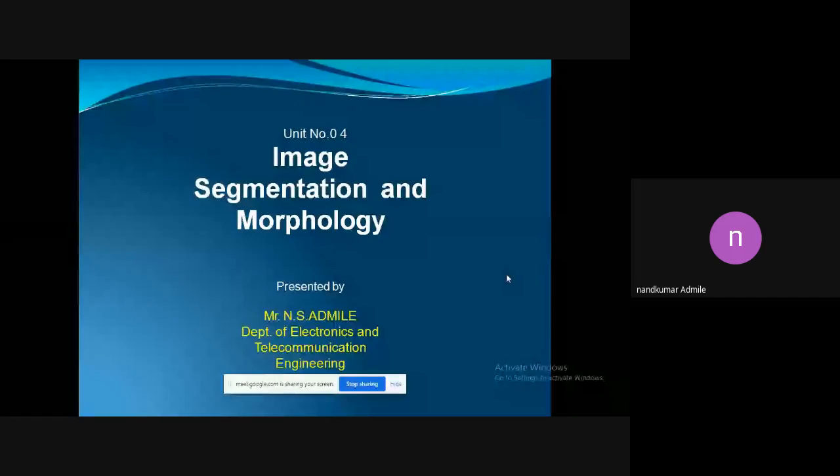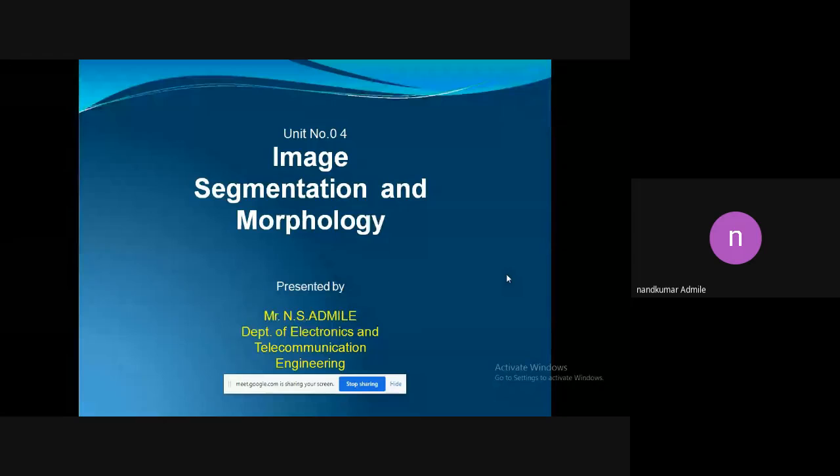Basically, image segmentation means we can subdivide the image into a small number of parts. If the image is 256 by 256, then we can divide the 256 by 256 image into a small number of parts. It might be 8 by 8, 16 by 16, or 32 by 32. So basically, image segmentation means we subdivide the whole image into small parts.